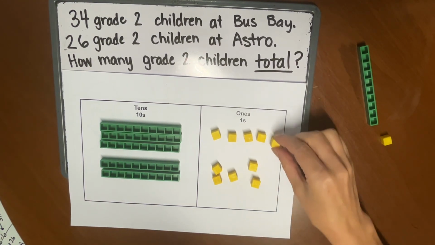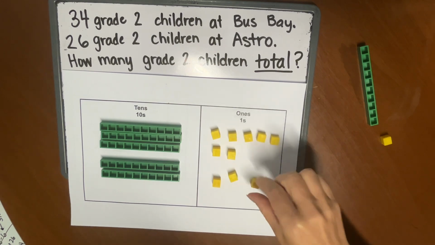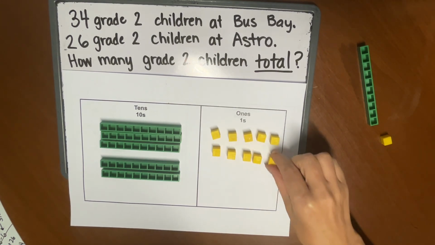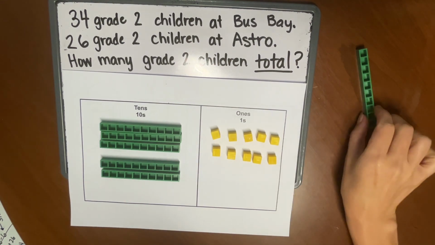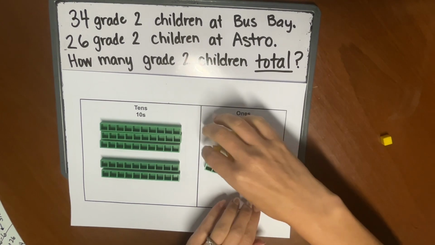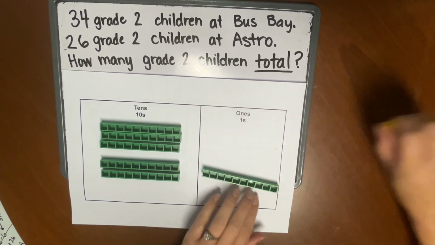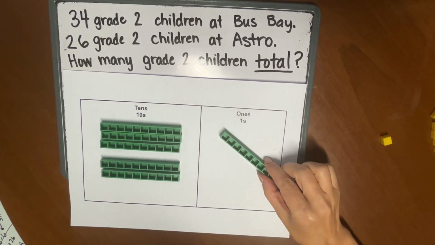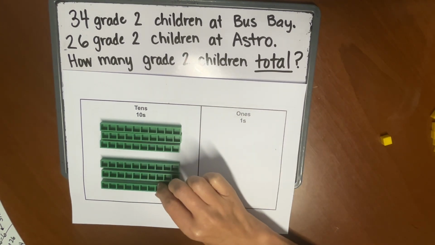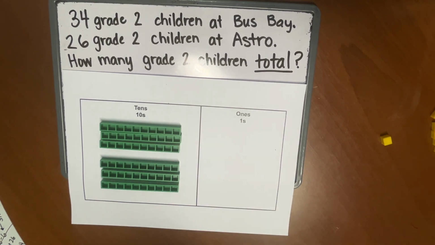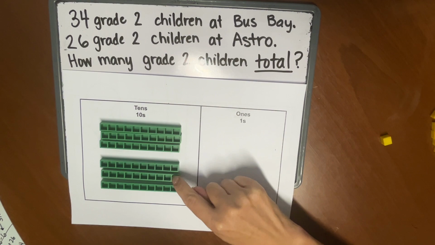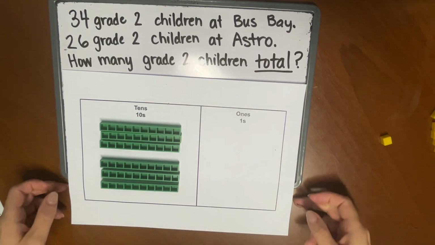Well, like before, I noticed that when I put these together, I actually have 5 and 5 is 10. And I can trade that out for a long or a 10 block. It can't stay in ones anymore, so I move it over here. Now I have 1, 2, 3, 4, 5, 6 tens, or 10, 20, 30, 40, 50, 60 in total.